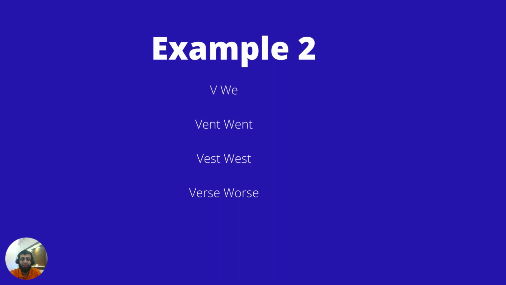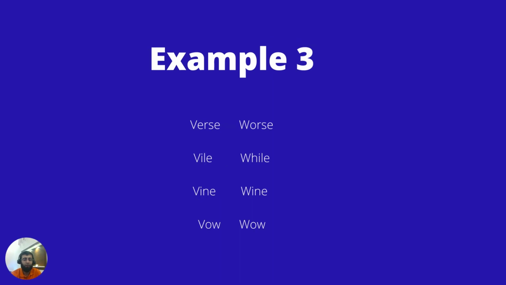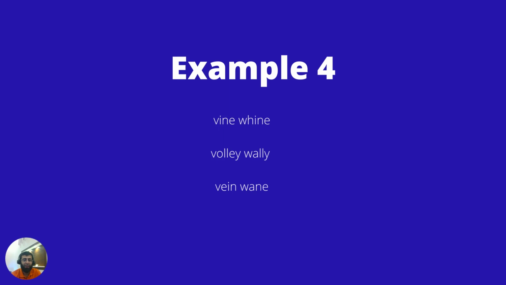And if we go to the next example here, again, similar situation: V, verse, W, worse; V, vile, W, while; V, vine, W, wine; V, vow, W, wow; and lastly, V, volley, W, wally; V, vein, W, wane.